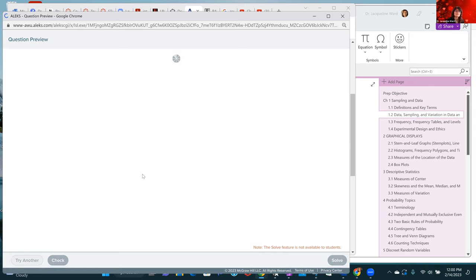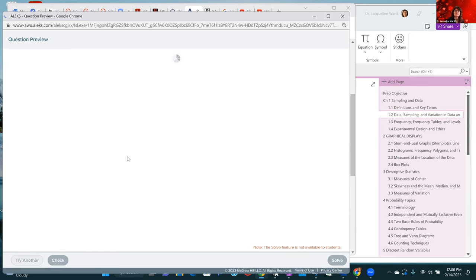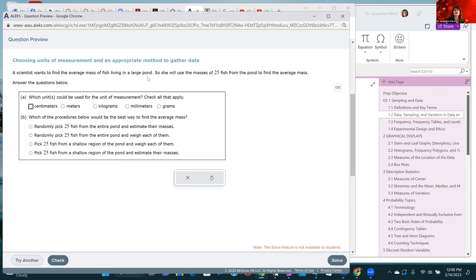Maybe one more. Let's see if there's a different type of scenario. These are all like choosing people in high school. A scientist wants to find the average mass of fish living in a large pond. So she'll use the masses of 25 fish from the pond to find the average mass. Which units could be used for measurement?